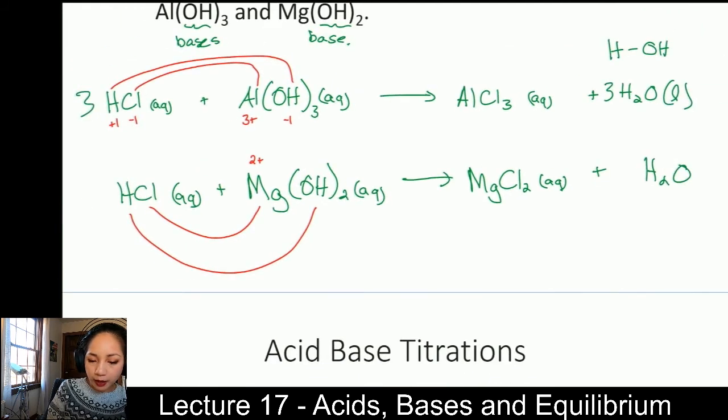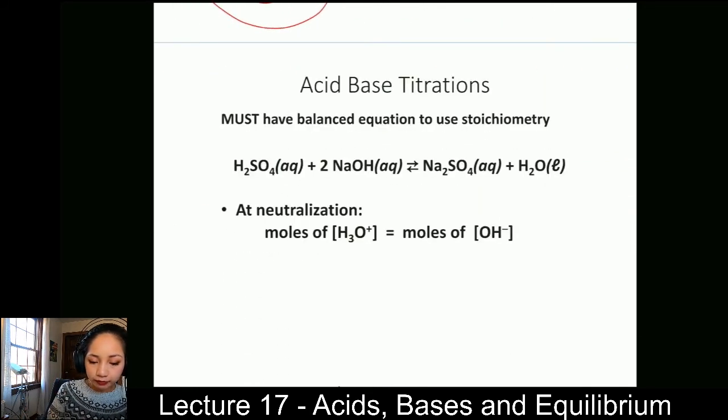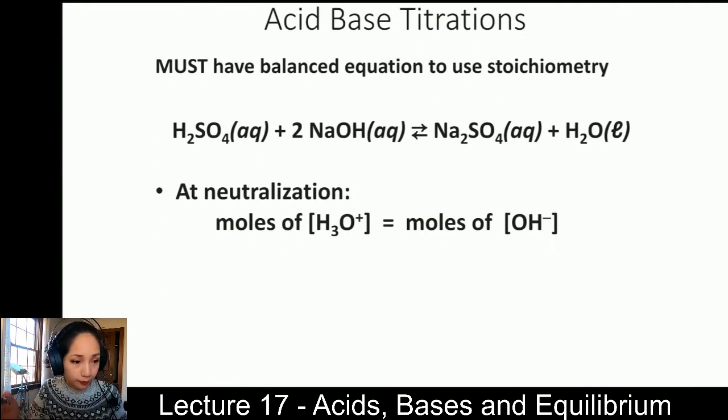Let's make sure that this is balanced. I see that there's 2 chlorides here, so I'm going to put a 2 in front of HCl. All right, and so 1 magnesium, 2 chlorides. There are 2 hydroxides combining with 2 protons, so we're making 2 waters here. Right? So there is our balanced reaction for the neutralizations of aluminum hydroxide and magnesium hydroxide. All right, so now that we have balanced equations, we can do stoichiometry to calculate problems within titration problems, which is what I want to get to next.